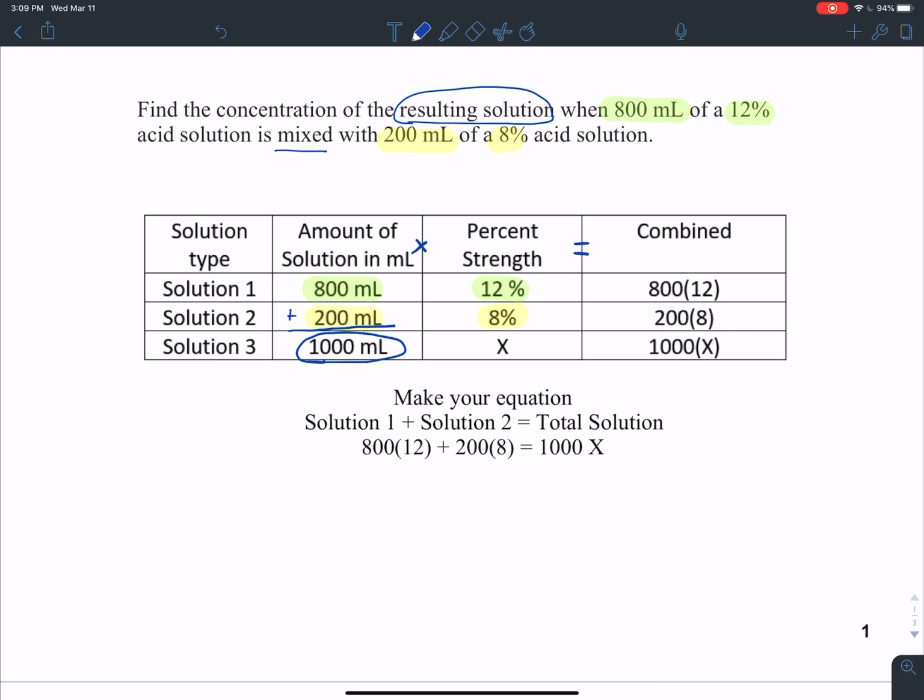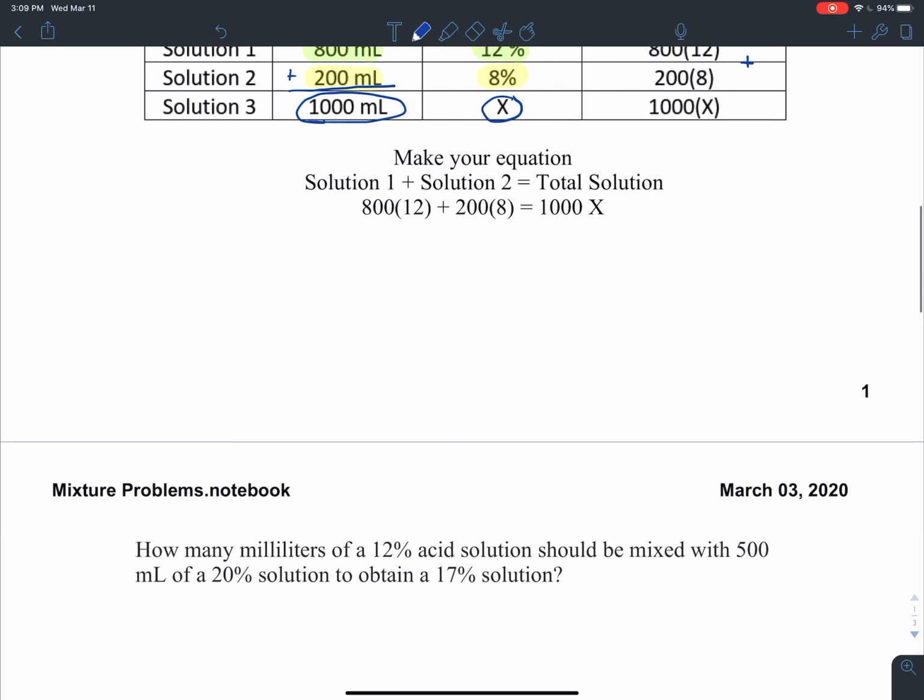We don't know that percent strength. They're telling us to find the concentration. So that's where we get our X. And then this equation down the bottom is gotten from mixing the two combined together. So the 800 times 12 plus the 200 times 8 equals our 1,000 times X.